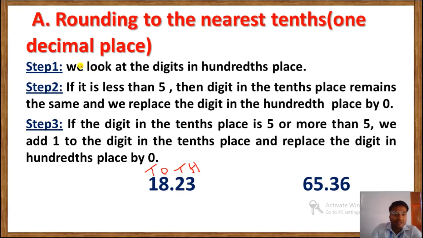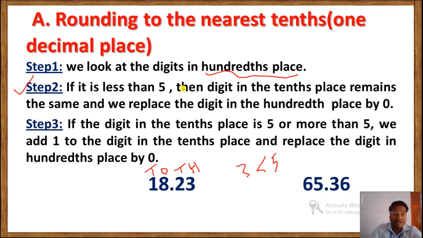For 1 decimal place, or for the 10th, we need to see the 100th place, that means this one. This is 10th and 100th, so this is the number we have to see. As you can see, in the 100th place we have 3. Now we have to check whether it is less or more. So 3 is less than 5, so we have to follow this step.